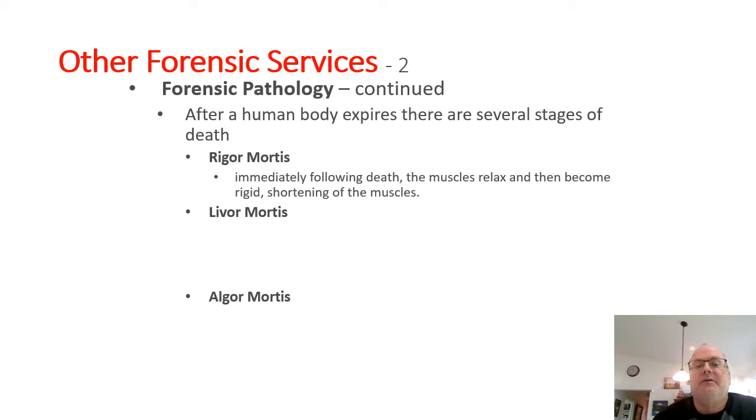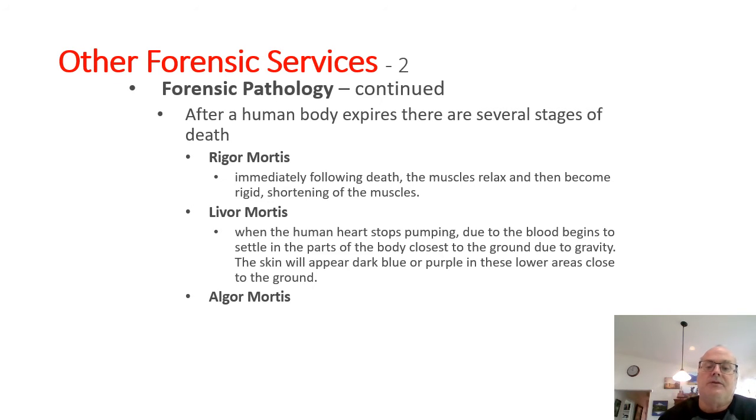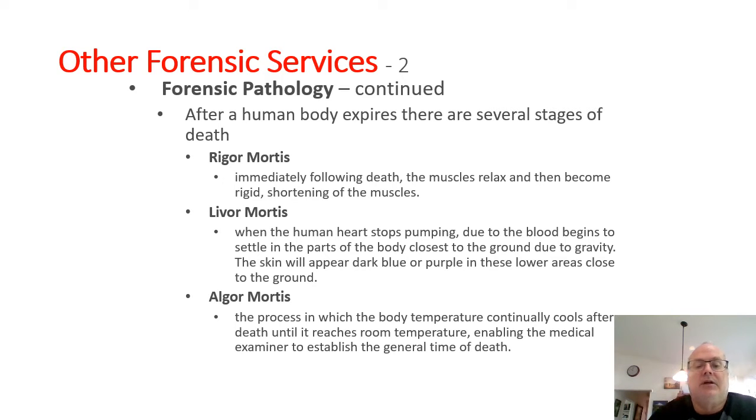One is referred to as the rigor mortis stage. This is the stage immediately following death where the muscles will contract and become stiff. Livor mortis is when the human heart stops pumping and the blood will pool in areas of the body due to gravity, so it's usually lower areas of the body. They appear very dark and purplish in these low areas, and it can help determine when death occurred, time of death, as well as this topic called algor mortis.